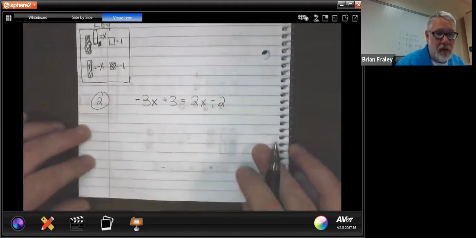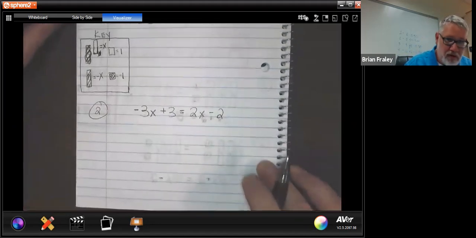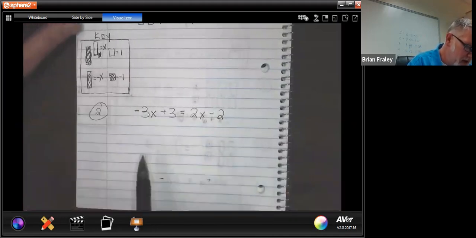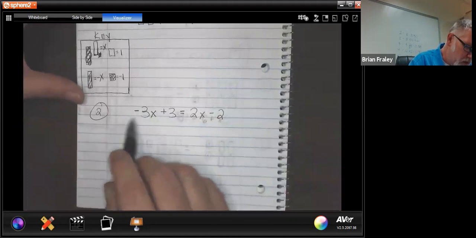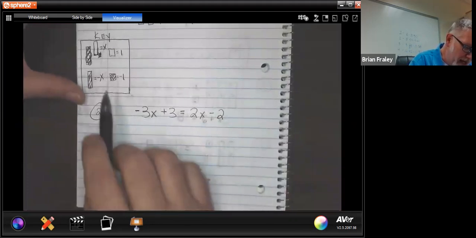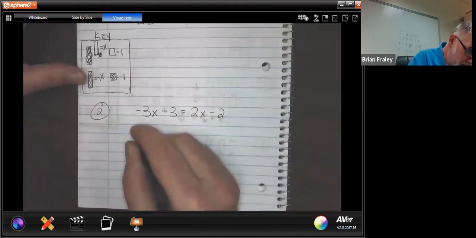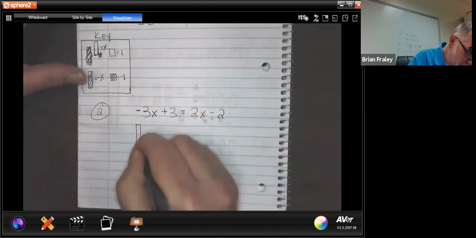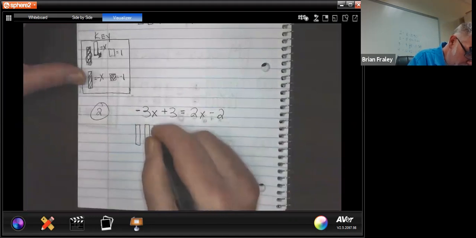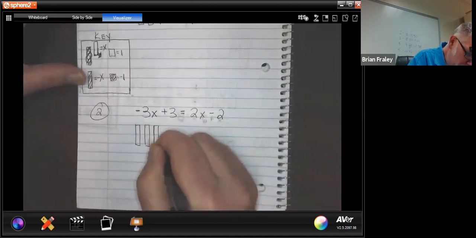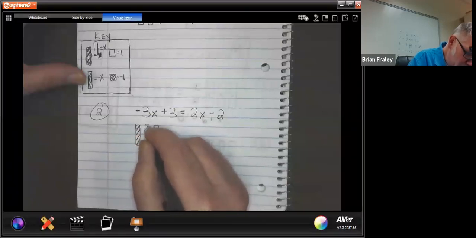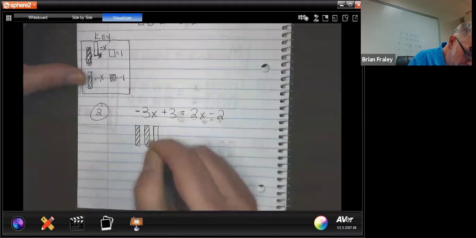Now we're going to move on to this one. We're going to use the same key that I've corrected and made look better. So now we're going to do -3x. So I want 3 negative x's. I got to draw 3 rectangles. But what do I need to do to the inside of them? I need to make them negative. So I'm going to shade them. Or just draw your diagonals through it.